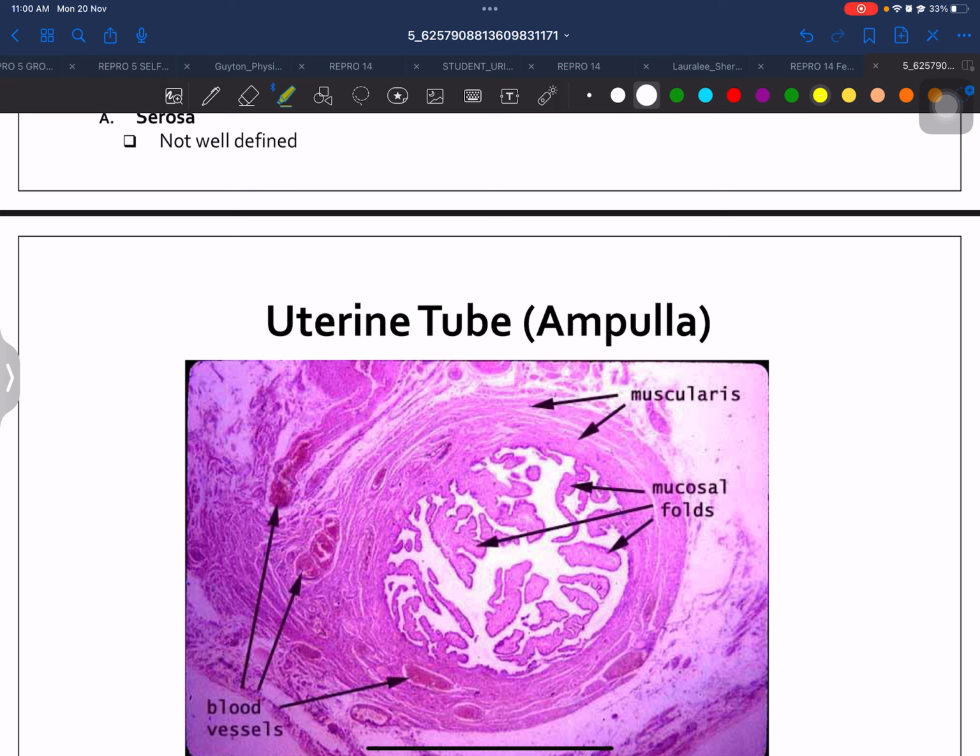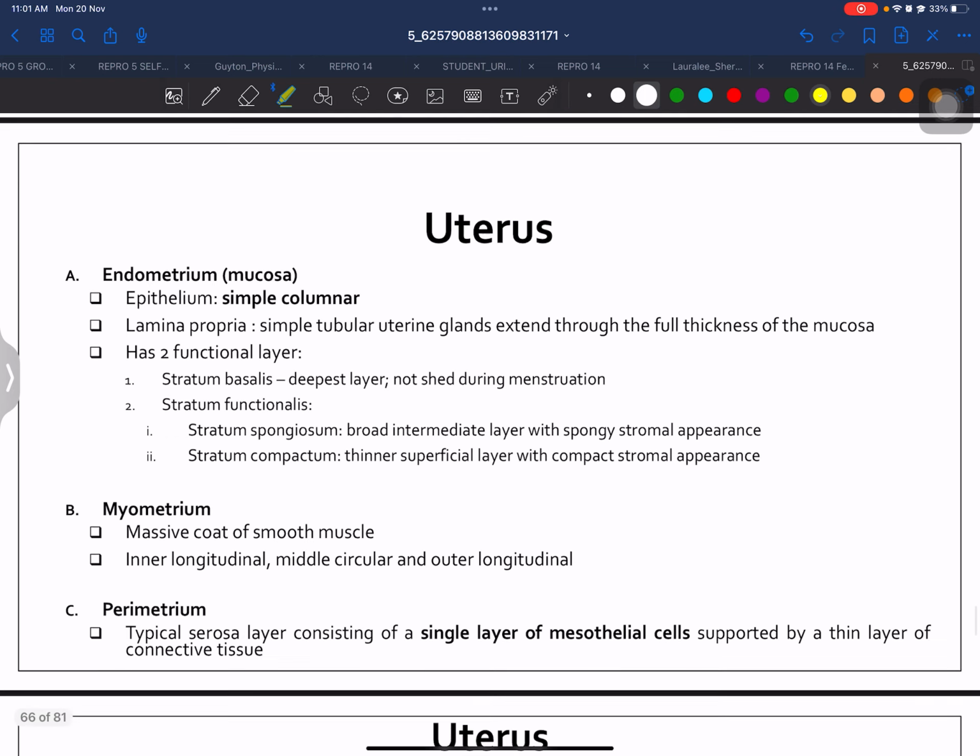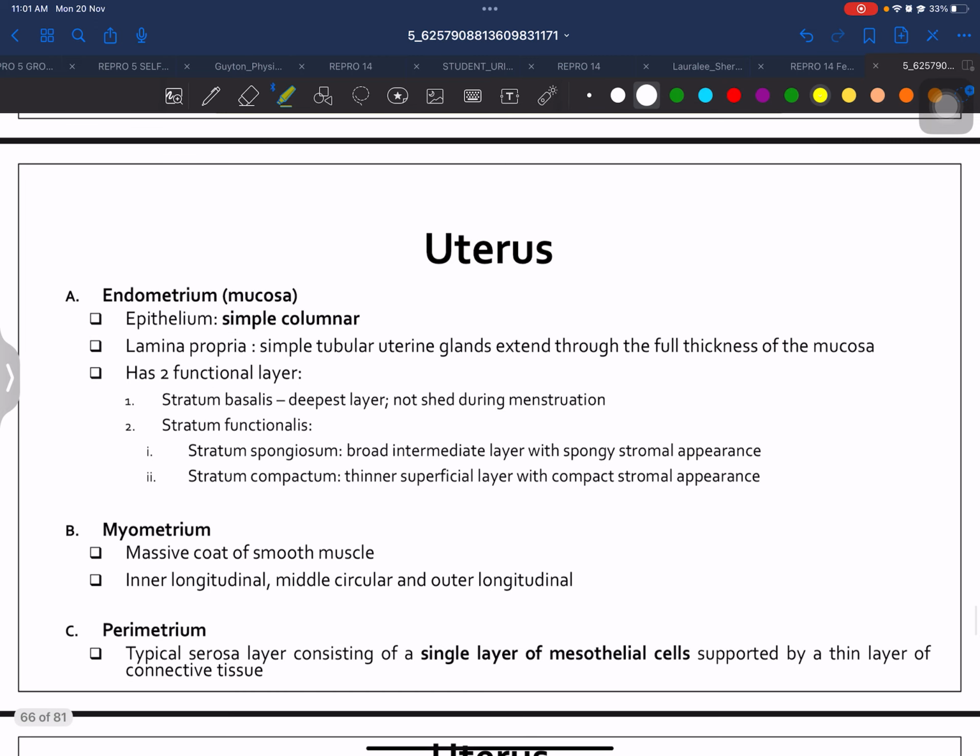The stratum basalis is the deepest layer. This stratum basalis will not be shed during menstruation. Only stratum functionalis akan be removed during menstruation. And stratum functionalis has two layers. The first is stratum spongiosum, the second is stratum compactum. Stratum spongiosum is a broad intermediate layer with spongy stromal appearance. Stratum compactum is a thinner superficial layer with compact stromal appearance.